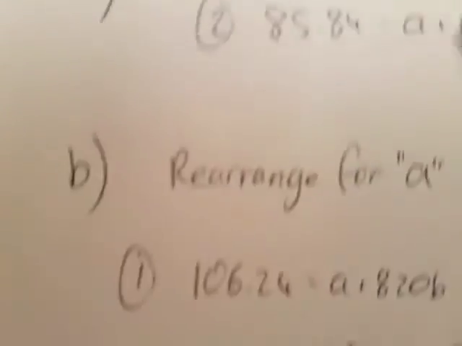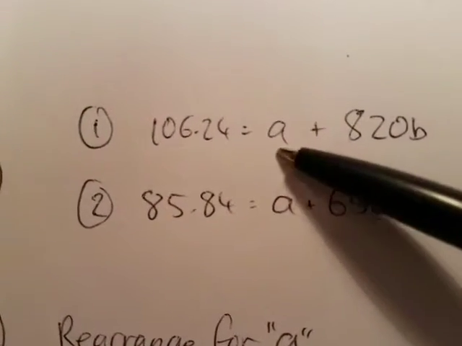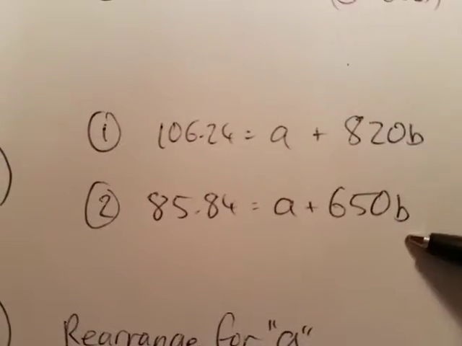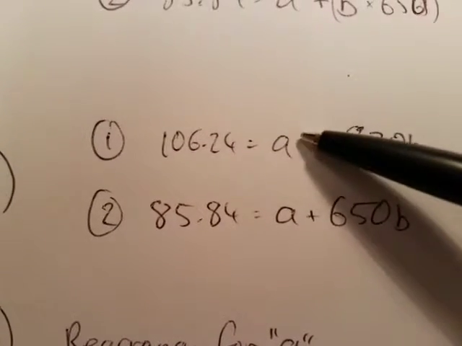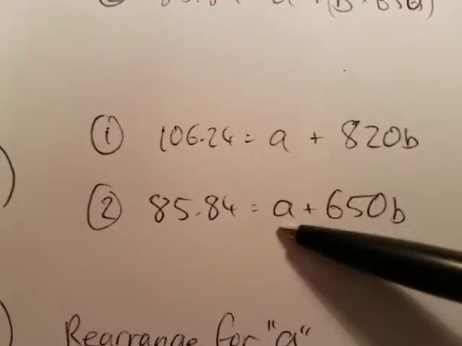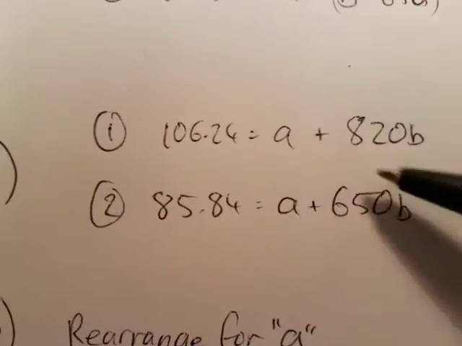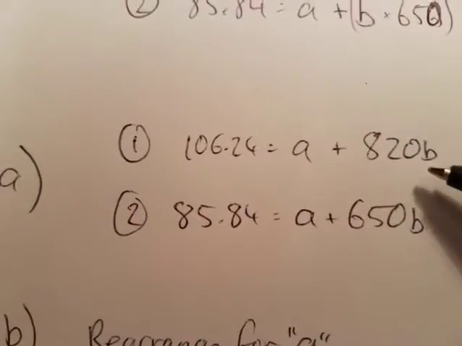Of course, your calculator won't say B and A, it'll say X and Y. So make sure you remember which one is X and which one you're calling Y, and be consistent. If A is X in this top equation, A must also be X in this bottom equation. Okay, don't start mixing them around. You will get an incorrect answer.